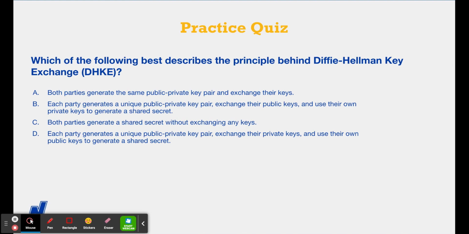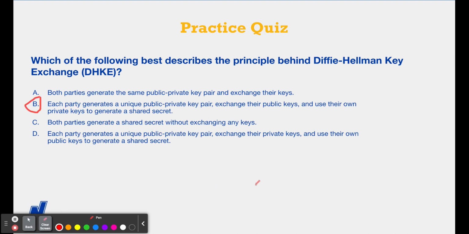Is it C, both parties generate a shared secret without exchanging any keys? Or is it D, each party generates a unique public private key pair, exchanges their private keys, and uses their own public key to generate a shared secret? So the answer for this one will actually be B.